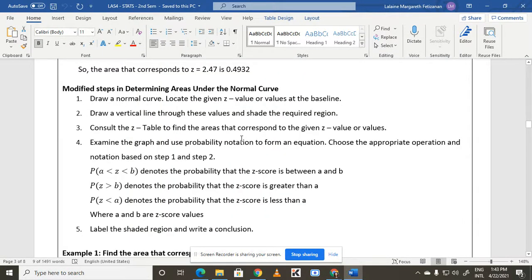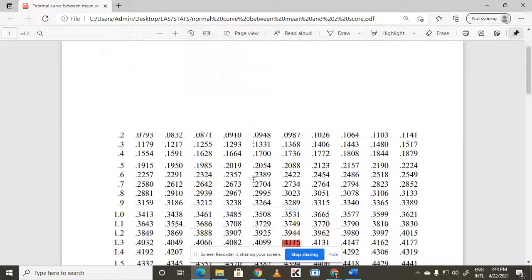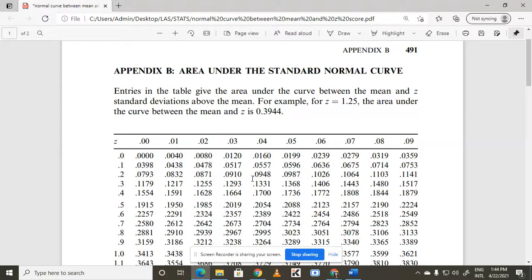So in this video, I'm going to show you how to find the areas under the normal curve using these modified steps in determining the areas. The first one is you draw a normal curve and locate the given z value or values at the baseline. Second, draw a vertical line through these values and shade the required region. Third one is consult the z table or the table of area under the standard normal curve.